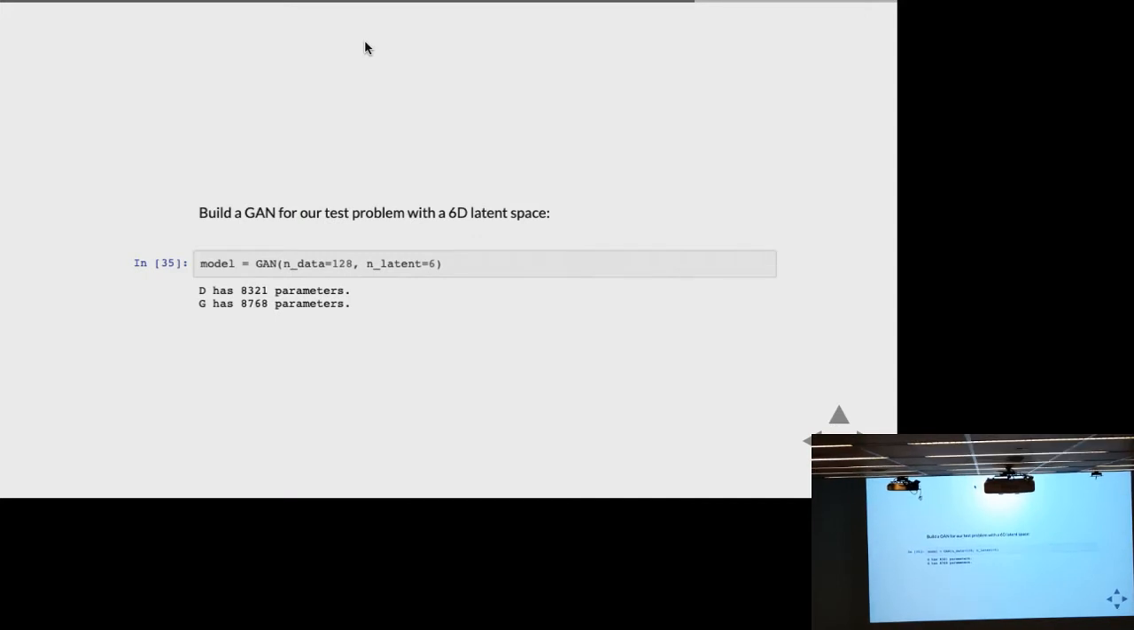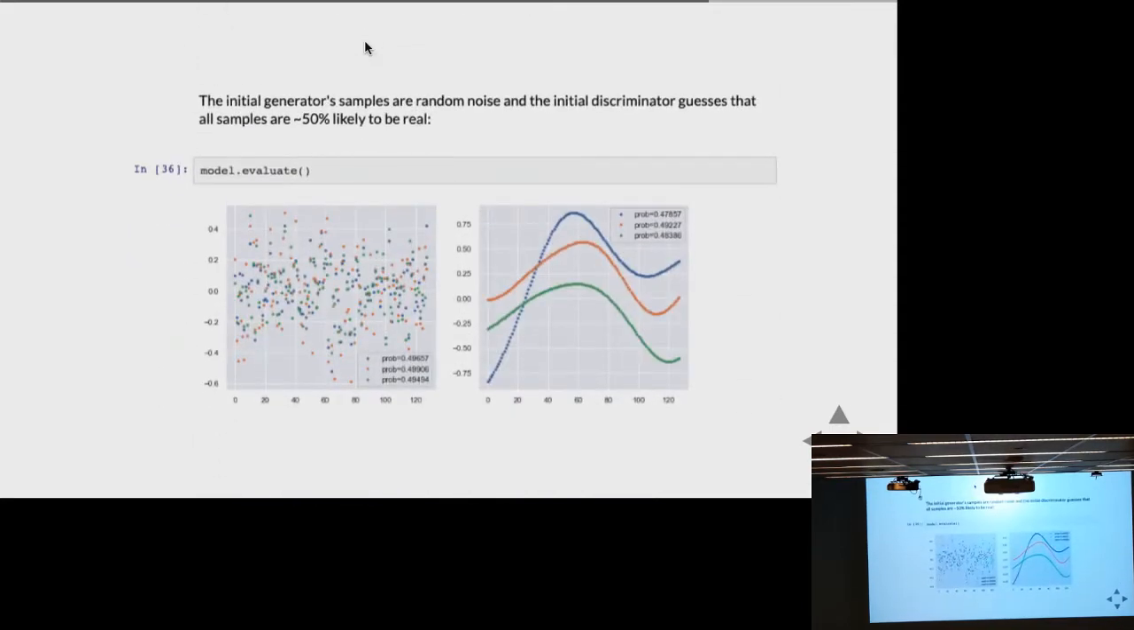To build a GAN, we just need to specify the architectures, going from 128 to 6. We have a similar number of parameters in both of our networks, but they are two separate networks. Before we've done any training, if we evaluate some data, again, we just get random noise. It doesn't know anything about what the data looks like. Here, these are outputs from the generator, and these are the probabilities that the discriminator assigns them. So the discriminator is hedging. It says everything is 50% likely to be real, because it hasn't learned anything yet. These are real data, and the discriminator also says those are all about 50% likely. So this is our starting point.